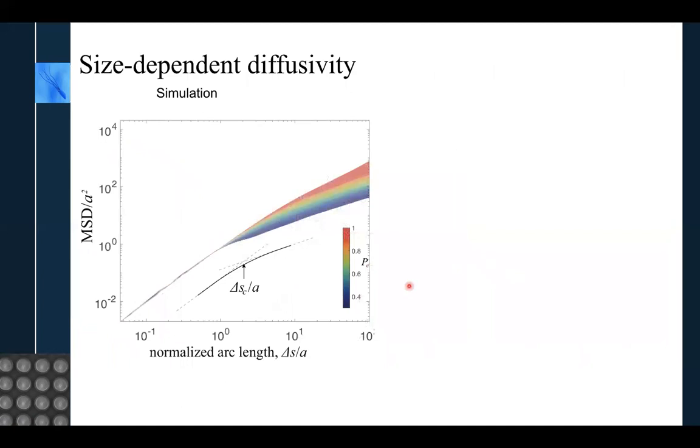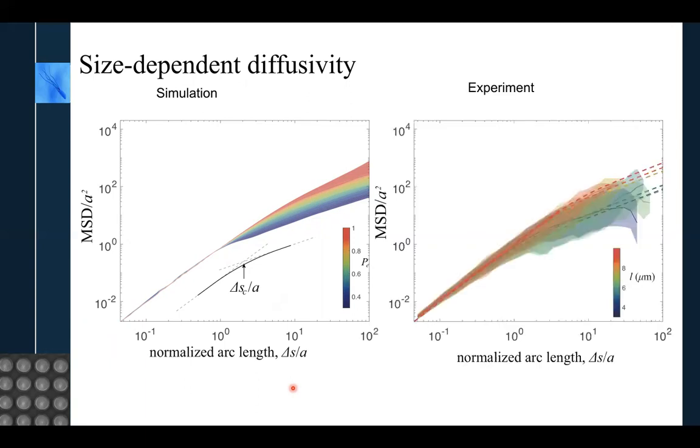To further quantify the transport in the pillar array, we computed the mean square displacement. To show the geometrical effect, we plotted the mean square displacement as a function of arc length, and both are normalized by the lattice size A. We showed such plots for various escaping probabilities. And for all these plots, we found a crossover length delta S demarcating the ballistic and the diffusive regime. This crossover length increases with the increasing escaping probability.